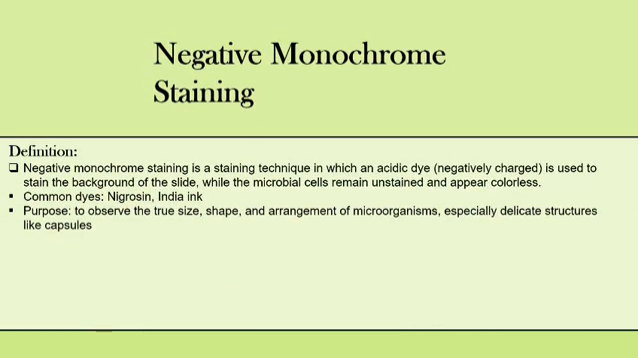Now, negative monochrome staining. Definition of negative monochrome staining. Negative monochrome staining is a staining technique in which an acidic dye is used to stain the background of the slide while the microbial cells remain unstained and appear colorless. Common dyes, for example nigrosin and India ink. In this, only the background gets stained but microorganisms remain colorless.